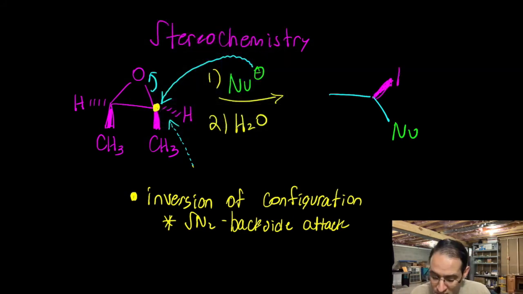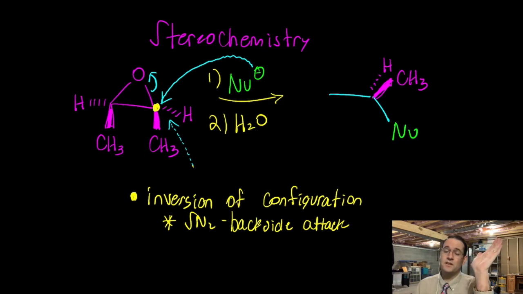Now the methyl is still on a wedge, still coming out towards us, and the hydrogen is still on a dash. But the nucleophile and the oxygen have appeared to switch places. The oxygen used to be towards the upper left-hand corner of your screen, and now the nucleophile is towards the lower right side of the screen. If you want to spend the time, just make the nucleophile be methyl, for example. If you want to figure out if it's R or S, you'll see that it goes from S to R.